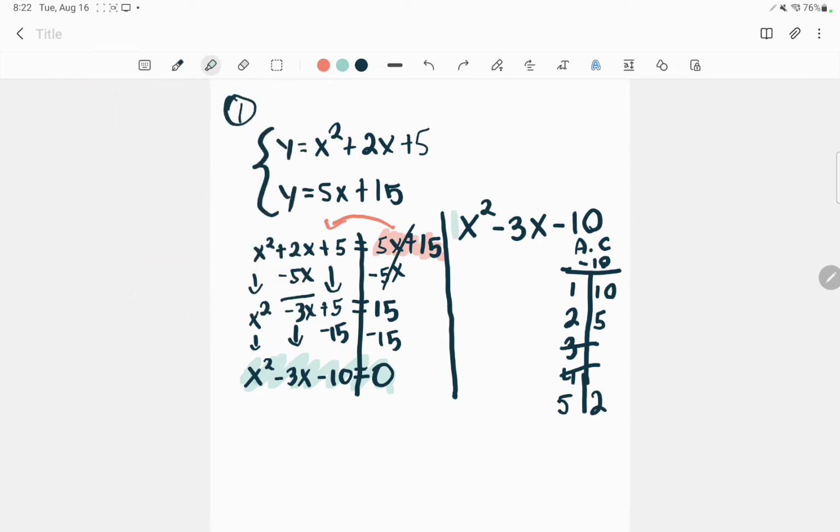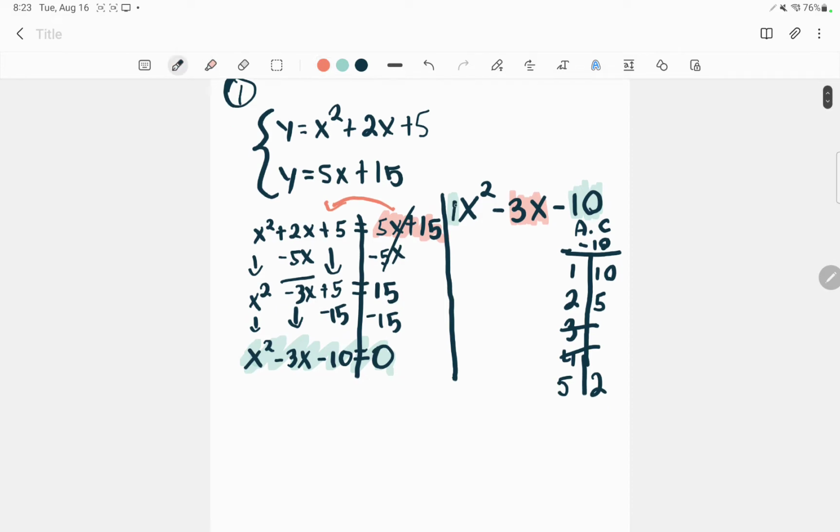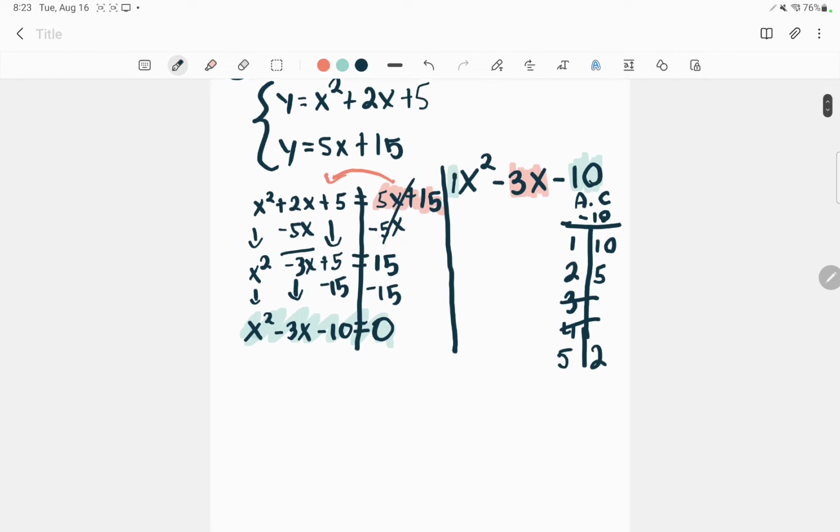That's right there. So the number right here is an invisible one, right? And this number, they both, whenever I multiply them, have to give me the top number, right? But then the factors, whenever I add them, it has to give me the middle one. So if I multiply, I have to get -10. But if I add them, I have to get -3.